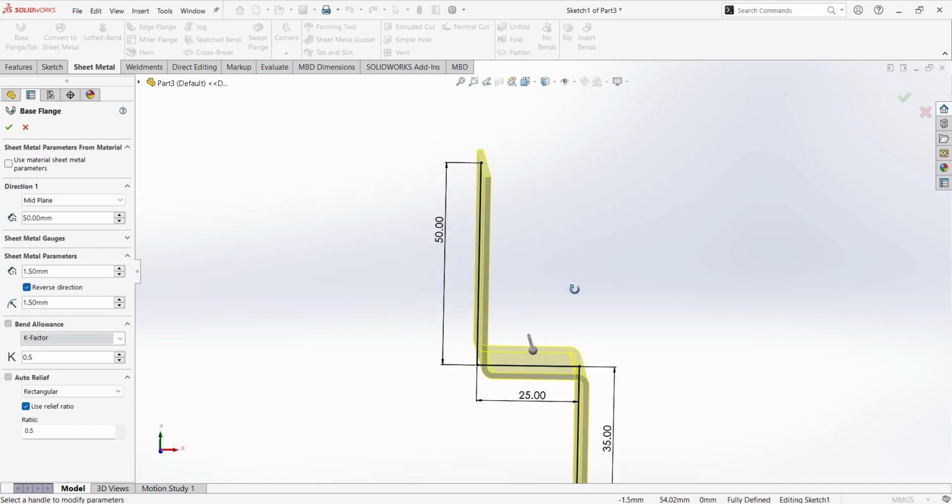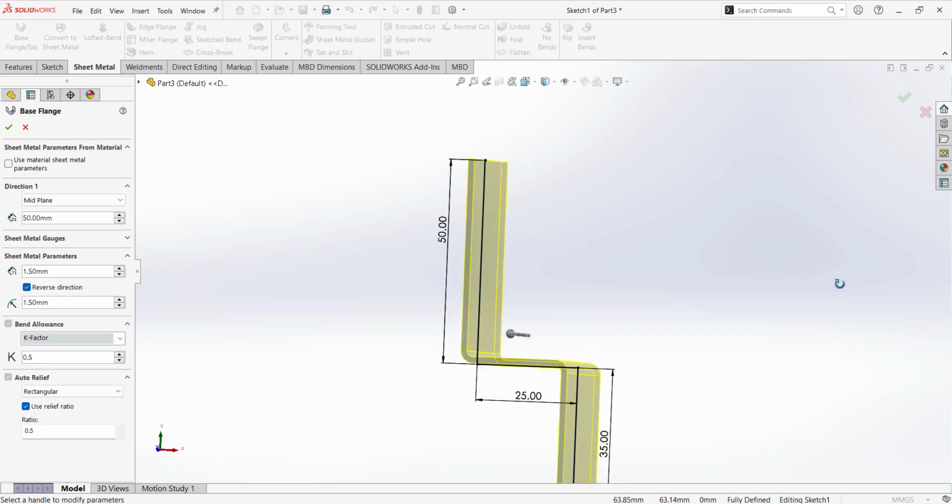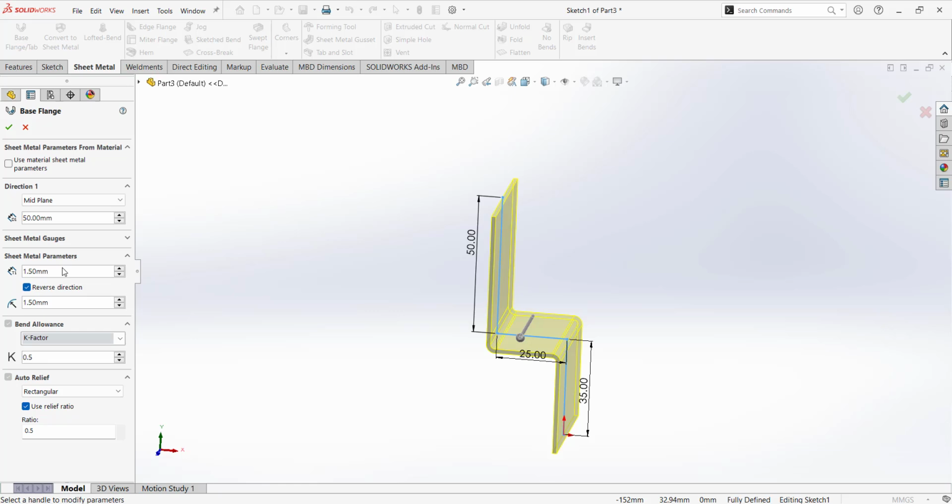And I'll keep the same value for bending radius also here, that is 1.5 mm only. K factor as 0.5. So the values we have taken here are extrusion for 50 mm, thickness of 1.5 mm, bending radius of 1.5 mm. Bending radius should always be equal to thickness or more than thickness. It should not be below the thickness, or else the part may be weakened from the bending area there. So that's why bending radius is always taken as equal to thickness or more than thickness.